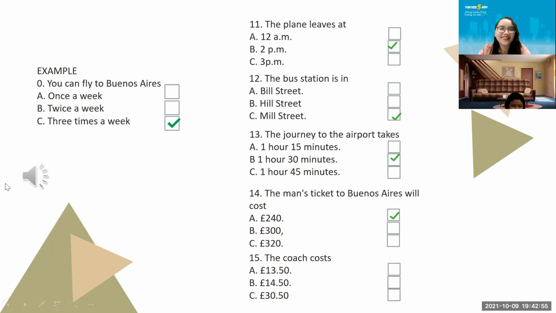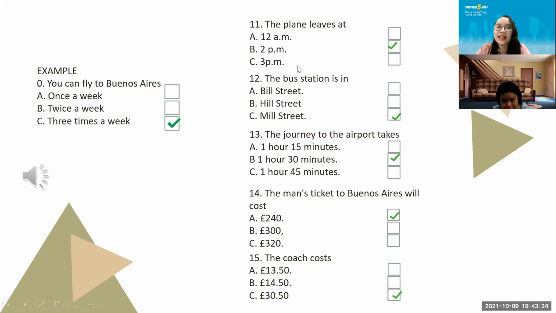Right. Okay. Do you have the answer for number 15? A, B, or C? Do you have an answer? Okay, just choose one. Những lúc như vậy thì kiểu như là hết giờ rồi thì phải lụi thôi, đúng không? Hết giờ rồi phải lụi thôi. Okay, I see your answer, right? Okay, let's check if you're right.